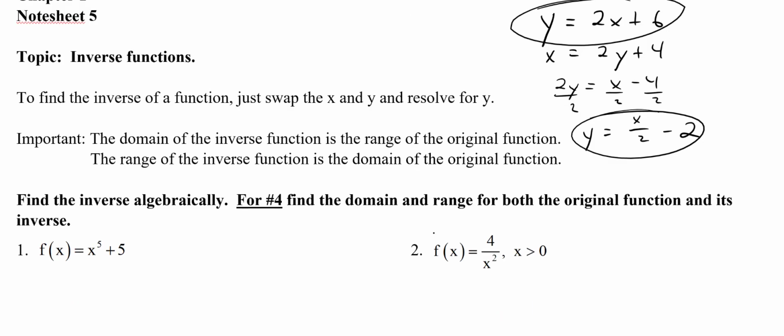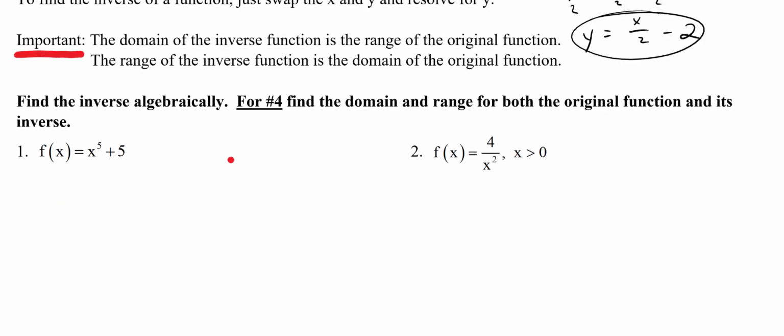Okay. So a couple things here. First, it says important. This is pretty significant here. It says the domain of the inverse is the range of the original function, and vice versa. The range of the inverse function is the domain of the original function. So they just swap. The domain and the range swap values between the inverse and the original function. That's pretty interesting. It's actually kind of cool.